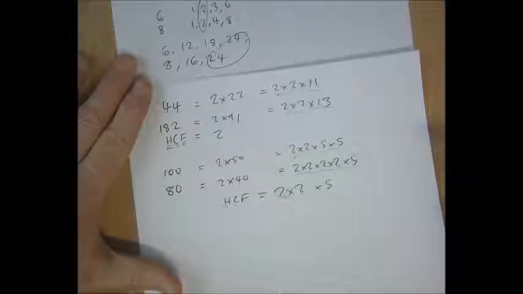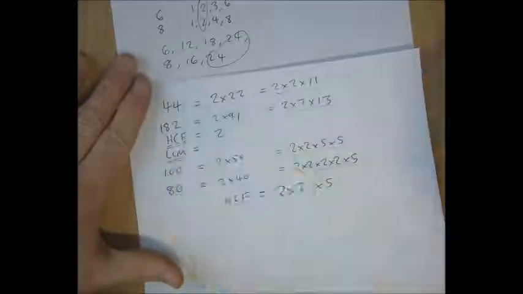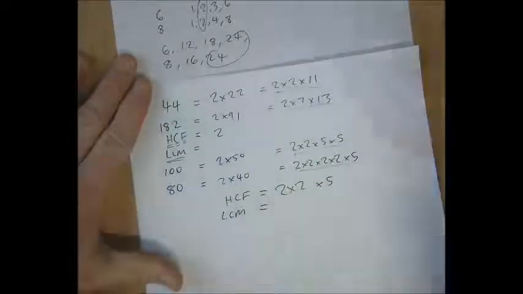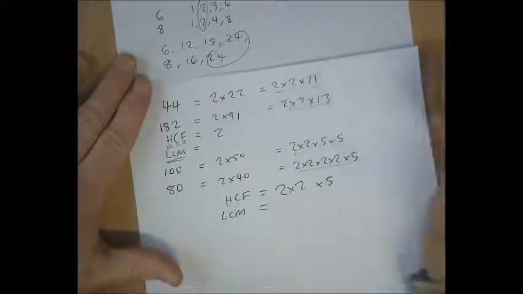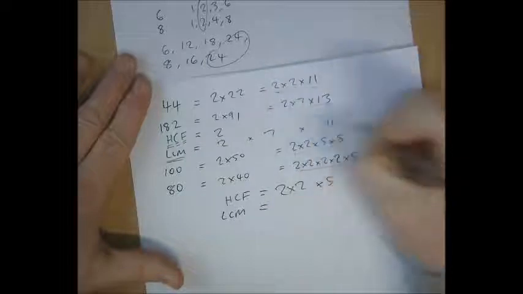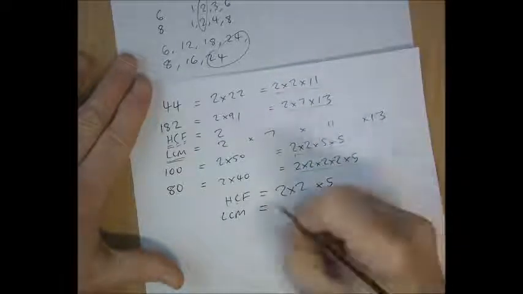Now, lowest common multiple, imagine you're just making some mush and you're trying to make lots of it to make up for the fact that it doesn't taste very good. Here you use anything you can. So I see 2's, 7's, 11's and 13's. And here again I see 2's and 5's.